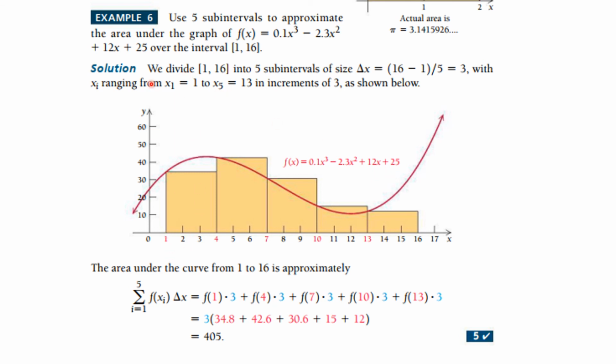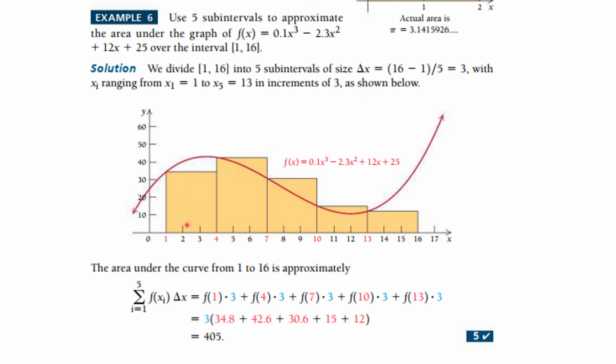Now you see we're going from 1 to 16. So, since we're going from 1 to 16, delta x is 16 minus 1 divided by 5, which is 3.